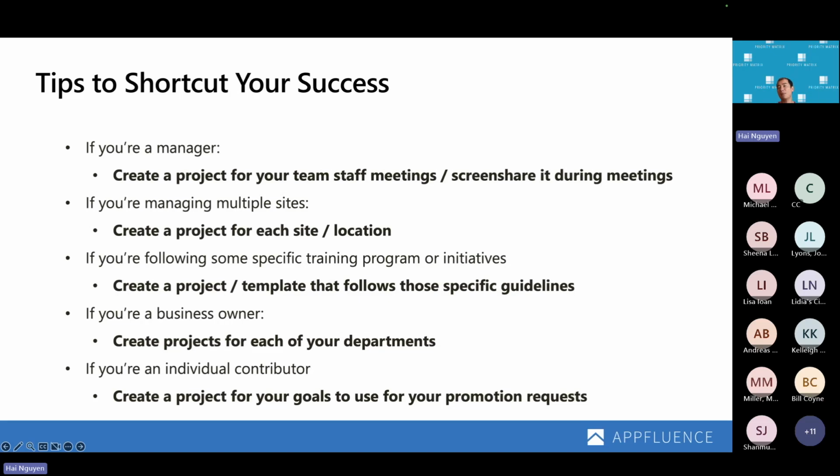If you happen to manage multiple sites or multiple projects or multiple locations, then create a Priority Matrix project for each of those sites and locations. What that means is that you should have a priority matrix for everything that is independent, right? Because you don't want to mix them all together. Then it becomes very difficult to understand what you need to work on.